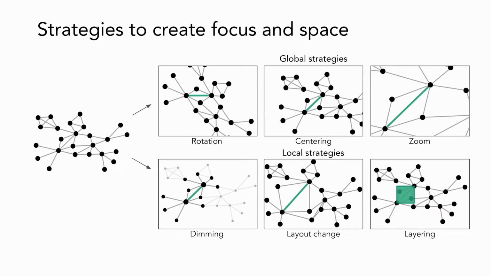However, depending on the length of the edge of interest and the structure of the overall network, there may not be enough space to directly add contextual information. Therefore, our design space involves strategies for modifications of the general graph layout to put the edge of interest into focus and create space. Here, global strategies such as rotation, centering, and zoom affect the layout as a whole, while in contrast, local strategies like dimming, layout change, and layering tend to affect the layout only partially, for instance by changing individual nodes or edges.